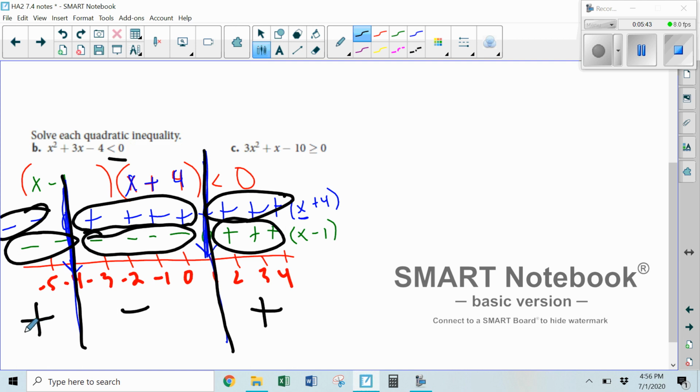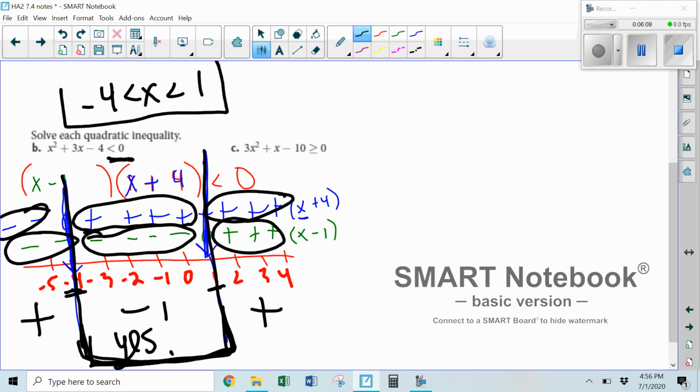Well, is a positive number less than 0? No. Is a negative number less than 0? Yes. Is a positive number less than 0? No. The only section out of these three that is less than 0 is this section here in the middle. And what numbers do those go from? From -4 to 1.